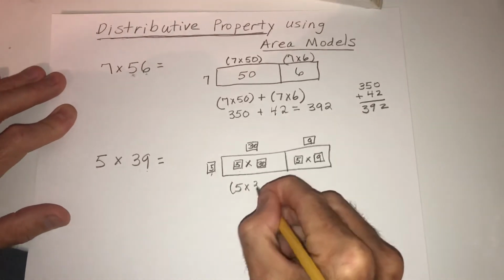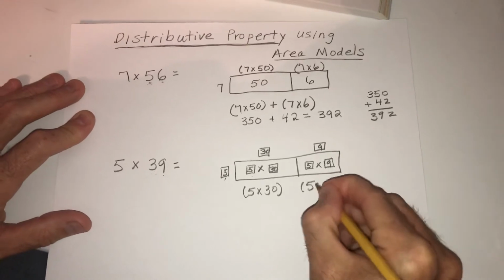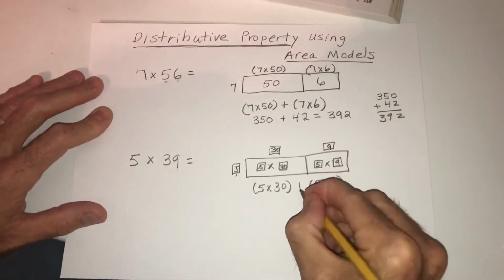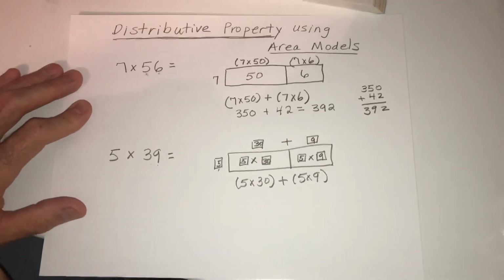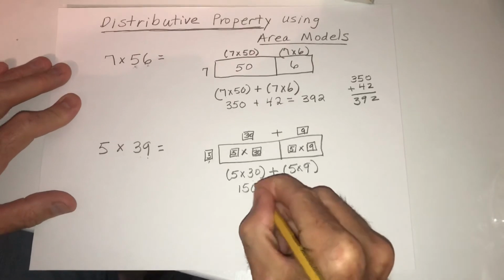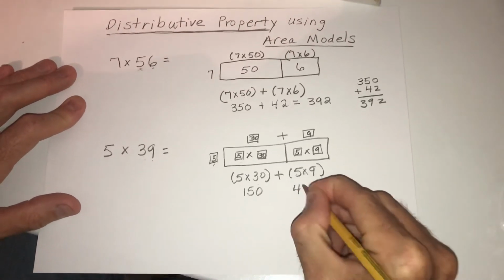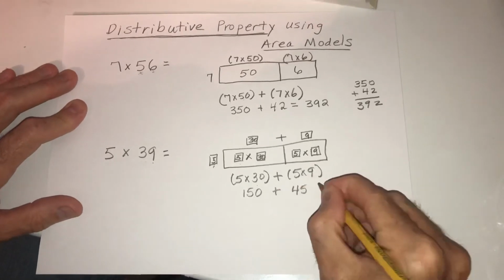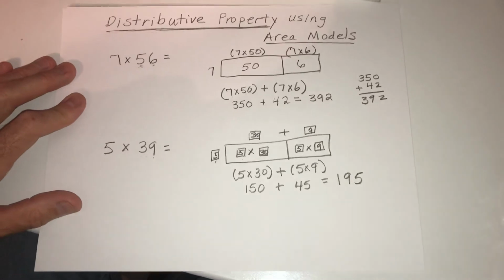5 times 30 and 5 times 9, plus goes in between them. Always put the plus in between them. And then 5 times 3 is 15. Add 0. And 5 times 9 is 45. Put the plus in between, and I know my answer is 195.